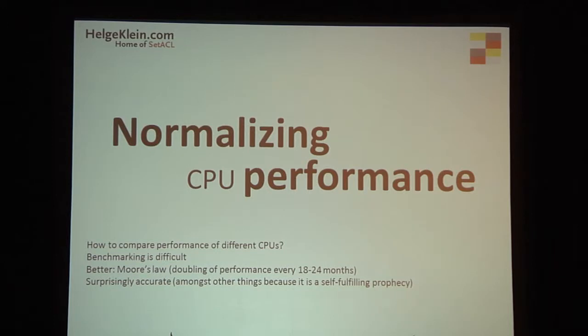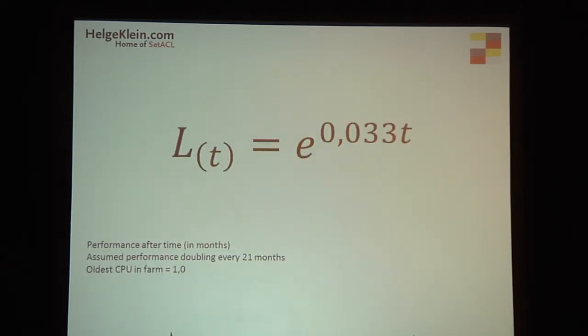How is that possible? The answer is pretty simple. It is accurate because CPU manufacturers use Moore's Law to time their product releases and to time how they build new factories and stuff. So it's a self-fulfilling prophecy. And because Moore's Law is pretty accurate, we can compare the performance of different CPUs relatively easily.